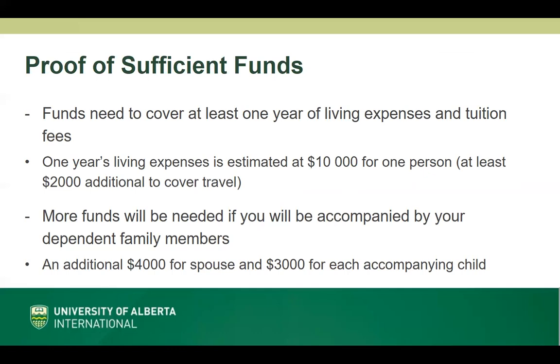And we also recommend having at least $2,000 additional to cover the travel portion of coming to Canada. And as well, of course, all the funds needed to pay for 1 year of tuition at the University of Alberta. That information, as Xiaobing mentioned, is on your admission letter. If you are coming to Canada with family or dependent family members, so if you're coming with a spouse or children, an additional $4,000 is required for a spouse and $3,000 for each accompanying child, to be included in the proof of sufficient funds.